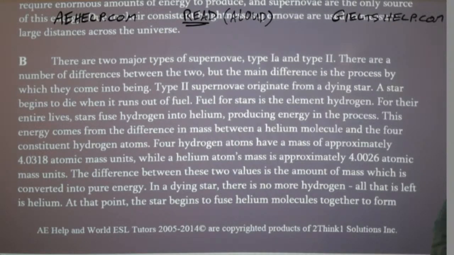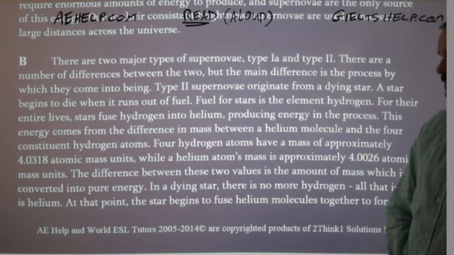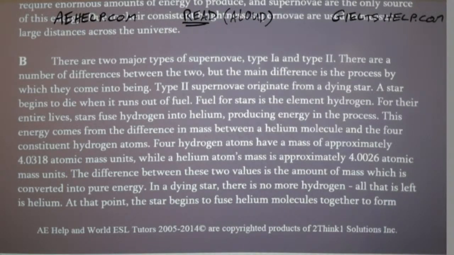For their entire lives, stars fuse hydrogen into helium, producing energy in the process. This energy comes from the difference in mass between a helium molecule and the 4 constituent hydrogen atoms. 4 hydrogen atoms have a mass of approximately 4.0318 atomic mass units, while a helium atom's mass is approximately 4.0026 atomic mass units. The difference between these two values is the amount of mass which is converted into pure energy.